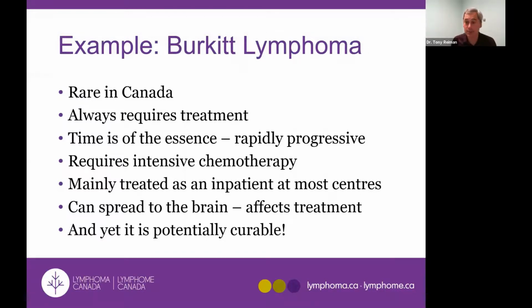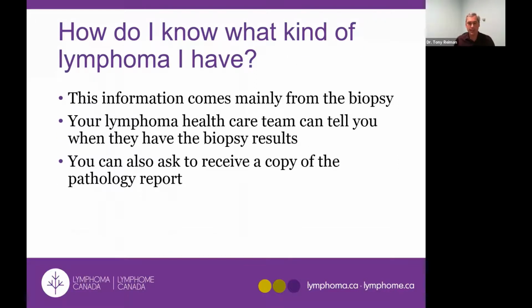And there's over 80 different types. So hopefully that brief illustration just helps you to understand something about why it's important to know what subtype of lymphoma you have. As I say, how you get this information is from the biopsy and from your healthcare team. You could ask to receive a copy of the report from the lab, the so-called Pathology Report, but you'll probably want some help interpreting that.